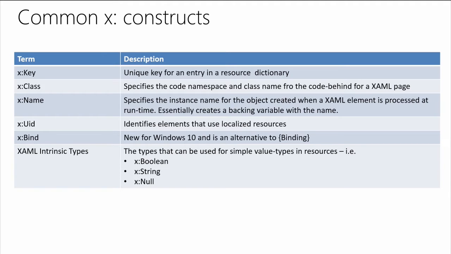code behind. Yeah, so for example, if you had a grid control on your page and you gave it an x:Name of mygrid, then in the code behind you would be able to go mygrid dot, and that would give you the instance properties and methods associated with the grid class. That's right. And so keep on going there.